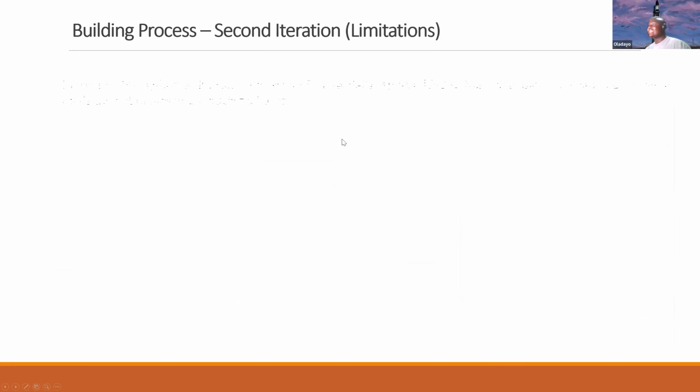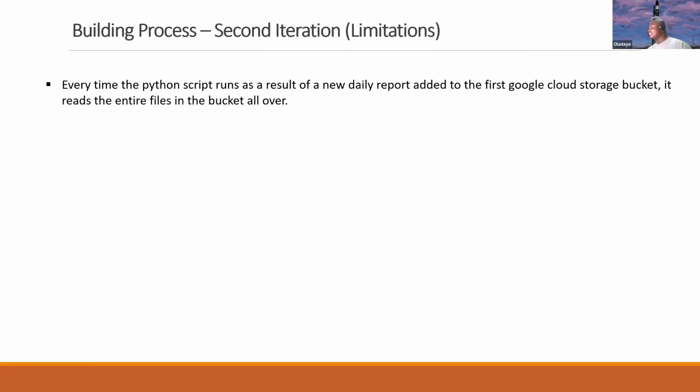Now, again, there are some limitations to the second iteration also. Now, what are the limitations? I said every time the Python script runs as a result of a new daily report added to the first Google Cloud Storage bucket, it creates the entire files in the bucket all over again. So let's assume that we have 90 daily reports there. Everything has been read, the dashboard is working. By the time I put the 91st report inside the cloud bucket, it runs everything all over again.